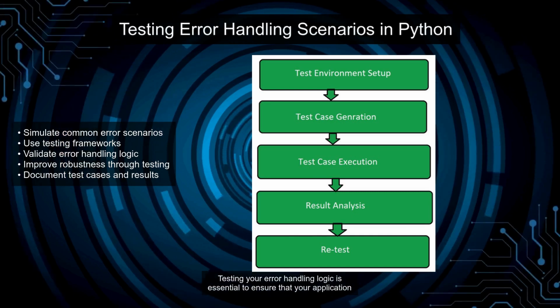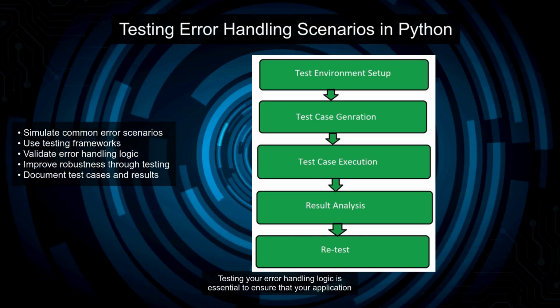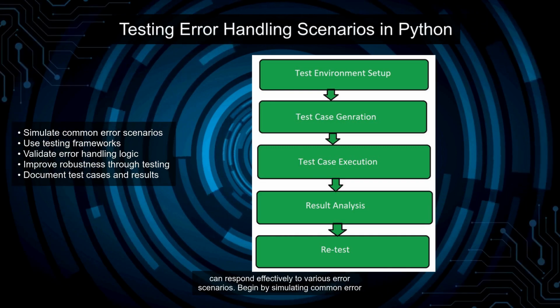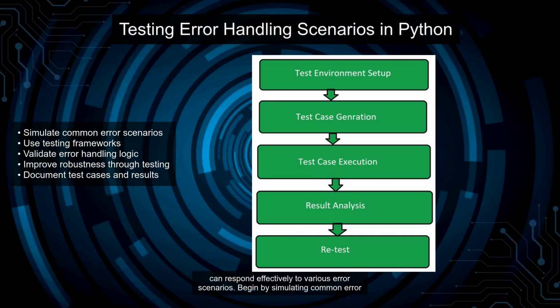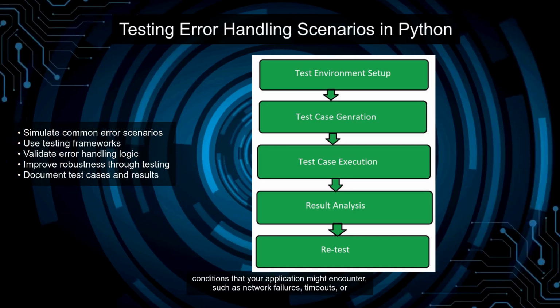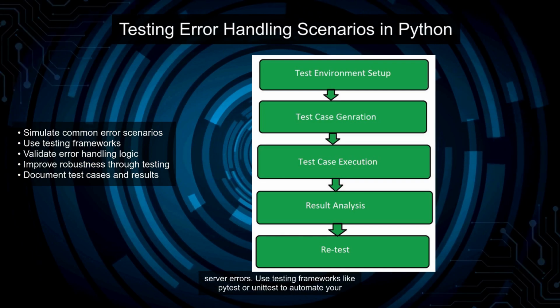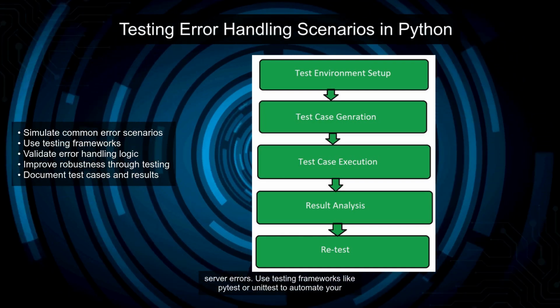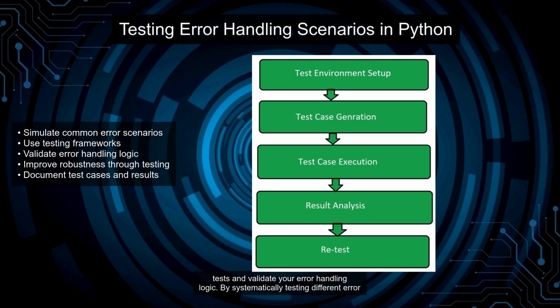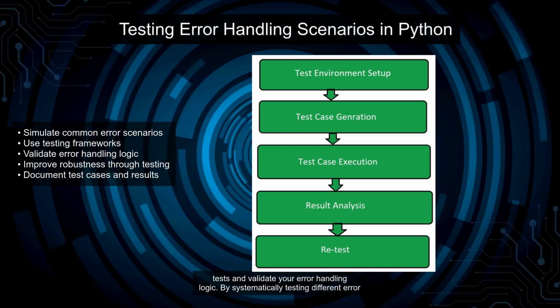Testing your error handling logic is essential to ensure that your application can respond effectively to various error scenarios. Begin by simulating common error conditions that your application might encounter, such as network failures, timeouts, or server errors. Use testing frameworks like PyTest or Unittest to automate your tests and validate your error handling logic.